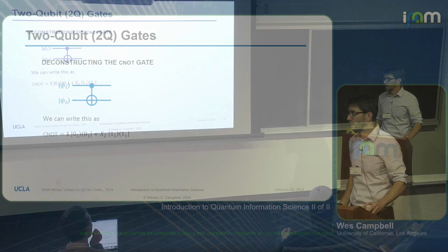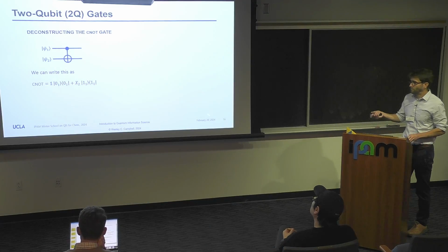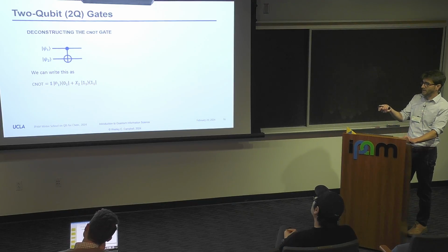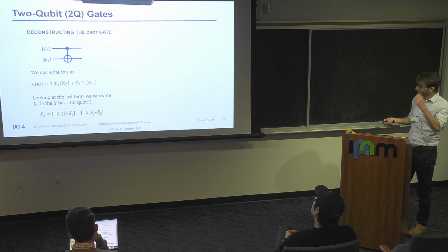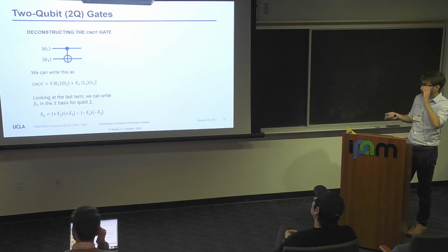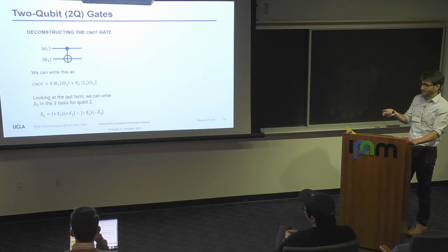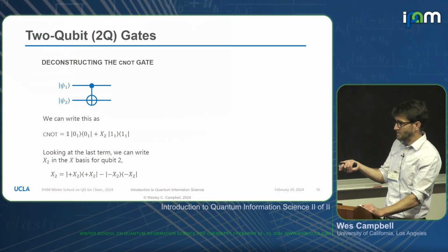Okay, we can write the CNOT gate in this form. We're going to do the identity if the control's in 0, do an X if the control's in 1. Okay? If you look at that X times control being in 1, we can write X for the second qubit in the X basis.